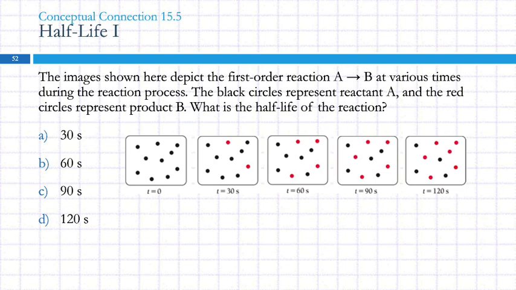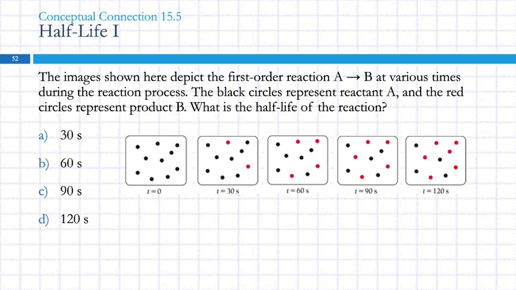Images here depict a first-order reaction at various times. The black circles represent reactant A. Red circles represent B. What is the half-life of the reaction? What does half-life mean? The concentration has been cut in half.